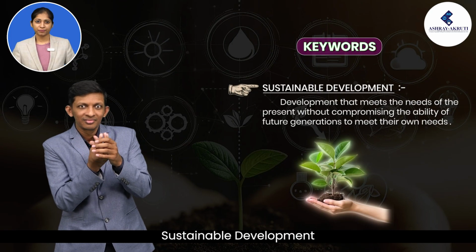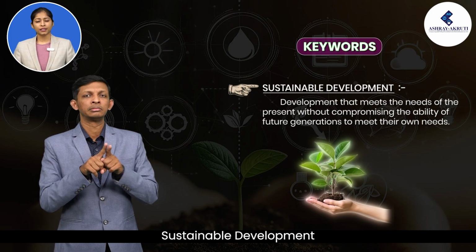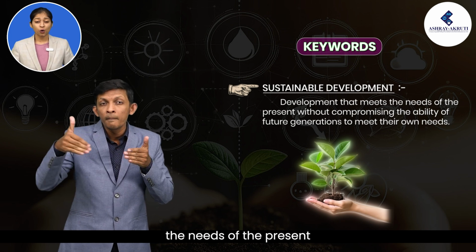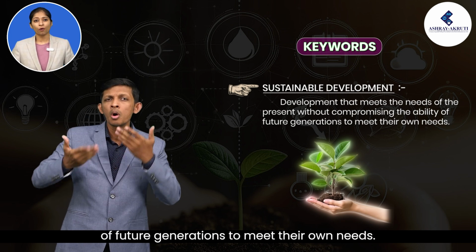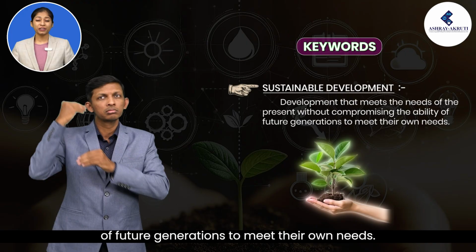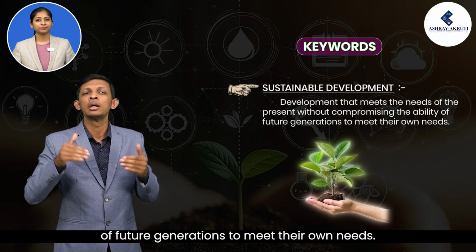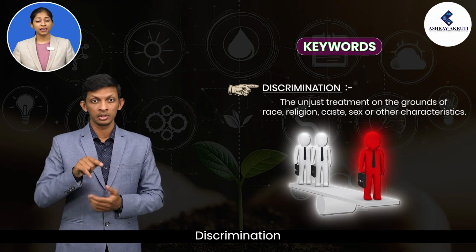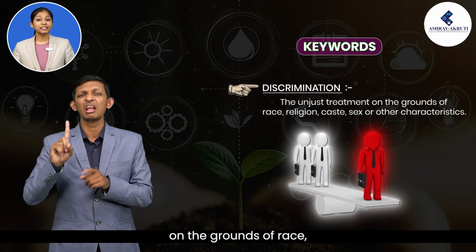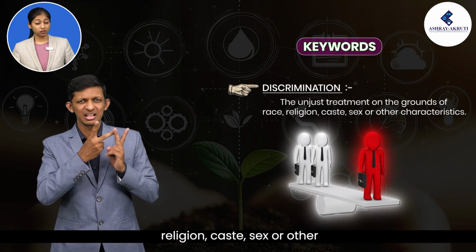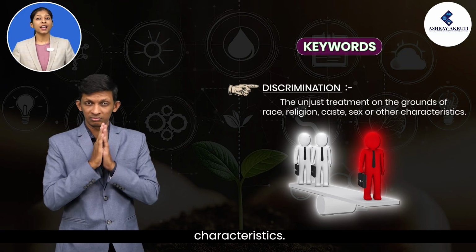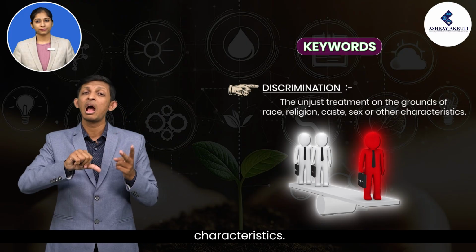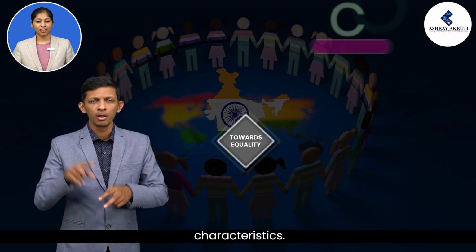Sustainable development, development that meets the needs of the present without compromising the ability of future generations to meet their own needs. Discrimination, the unjust treatment on the grounds of race, religion, caste, sex, or other characteristics. Check the concept map.